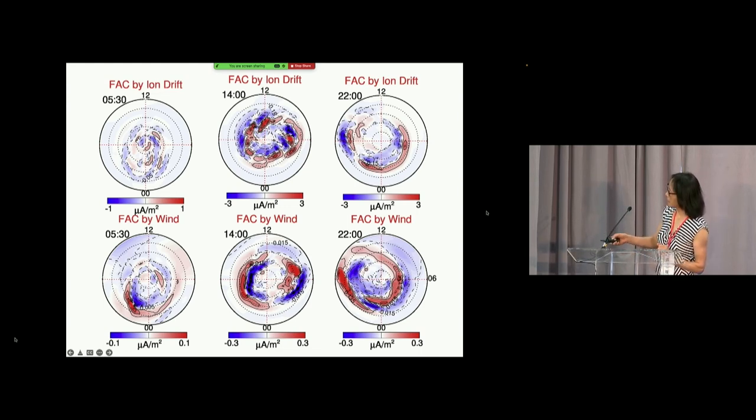If you compare the contours, basically the red colors or dashed contours are upward currents, and the blue colors are downward currents. Usually the wind-driven currents flow in the opposite direction compared with the ion drift. So the net effect, again, is that the wind reduces the intensity of the current. But their magnitude is much smaller, roughly an order of magnitude smaller. But the wind-driven current tends to be distributed more broadly in regions, so spread out a little bit more.